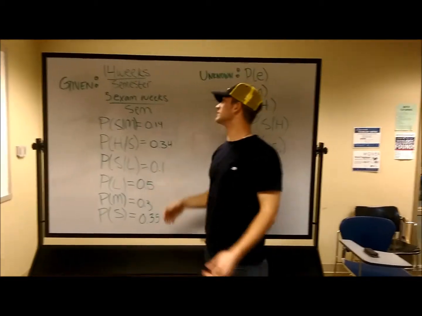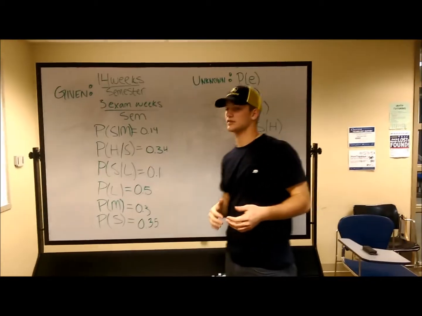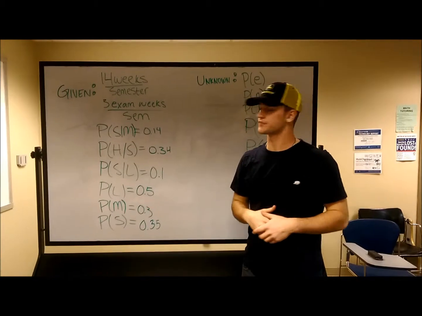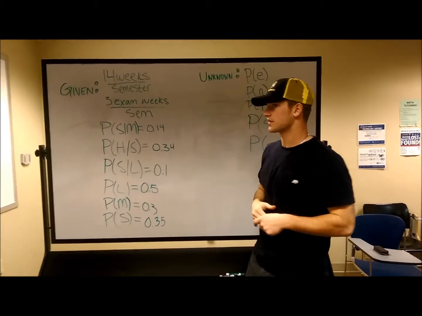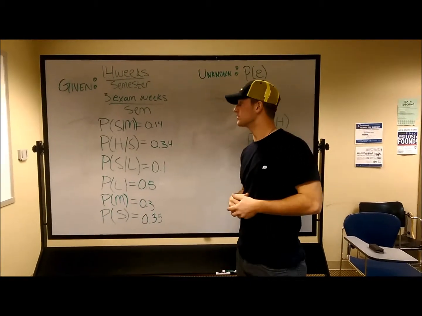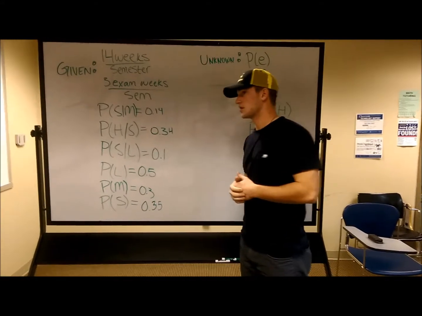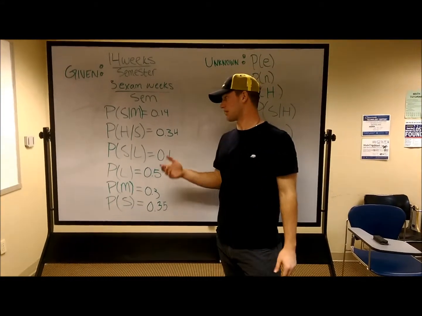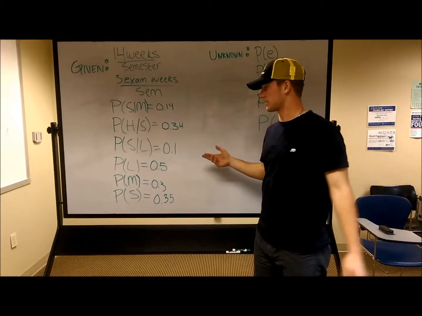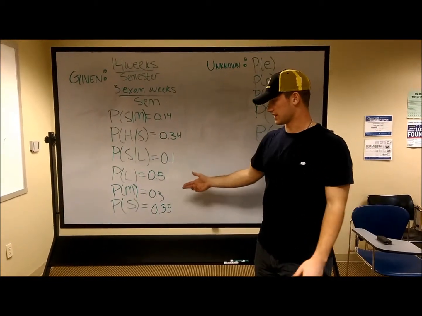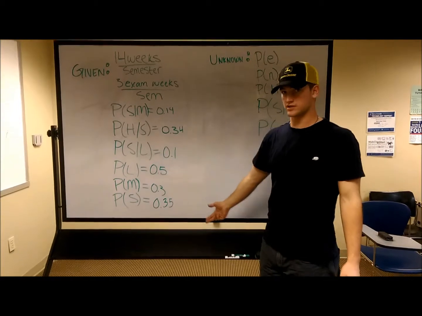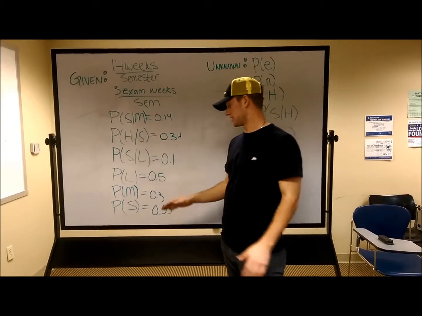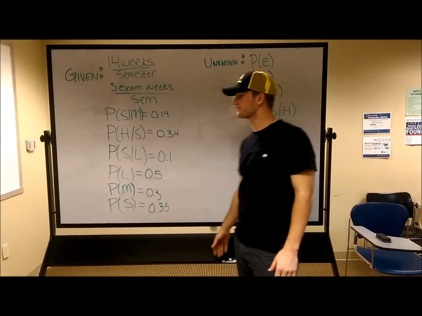For this problem, we were given that there are 14 weeks in a semester, and 3 of those weeks are exam weeks. We're also given the following probabilities: the probability that it snowed given a medium forecast, the probability that there was a high forecast and it snowed, the probability that it snowed given a low forecast, the probability of a low forecast, the probability of a medium forecast, and the probability that there's enough snow to cancel school.